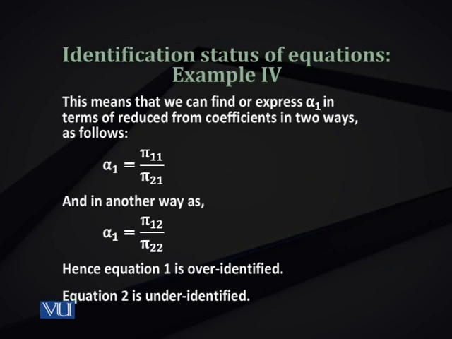And you shouldn't use ILS or OLS. You cannot use ILS. You will use two-stage least square or something else later on. So the first equation with alphas, with the structural parameter alphas, is an over-identified equation.